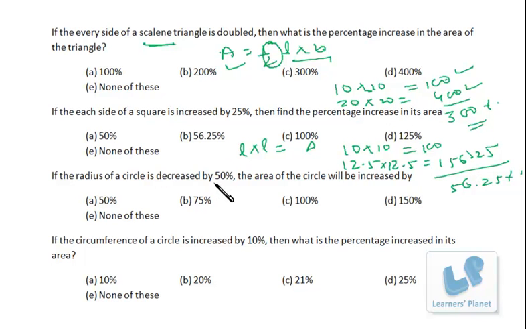If the radius of a circle is decreased by 50%, the area of the circle will be decreased by what percent? Further, what is area?